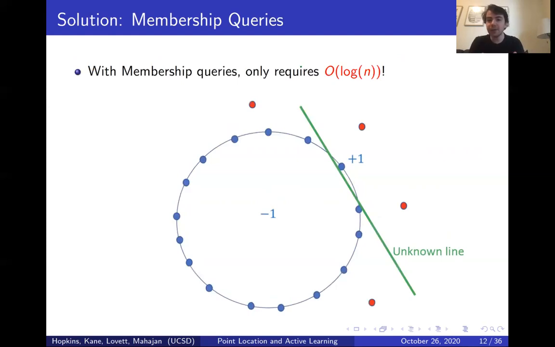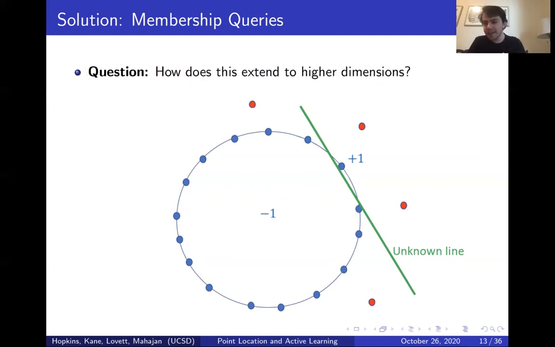But if you're allowed to synthesize queries, so with membership queries, you can basically recover binary search. You can do O of log n, so exponentially better than the case where you basically just had to query everything. And this is because you can query things outside the circle, and it gives you a bunch of extra, very informative information about where the classifier is.